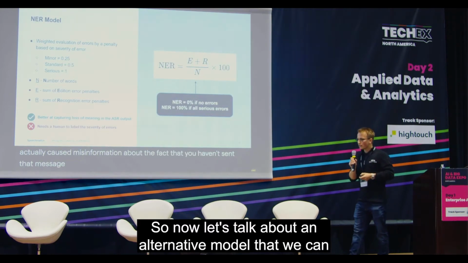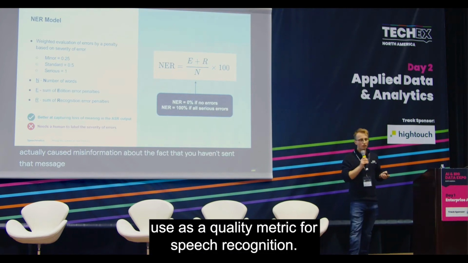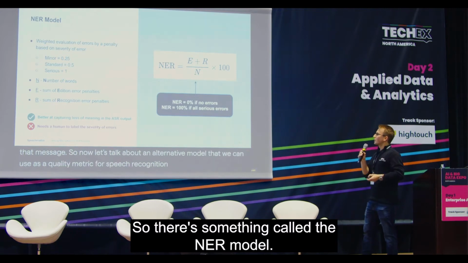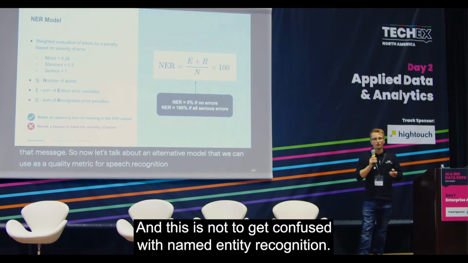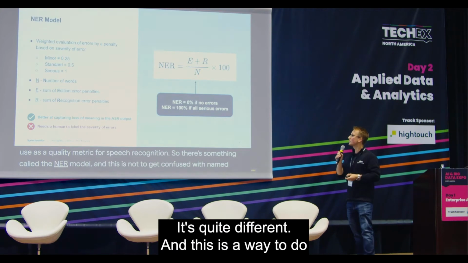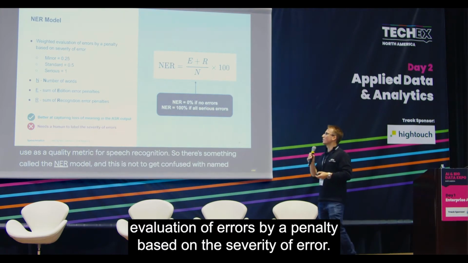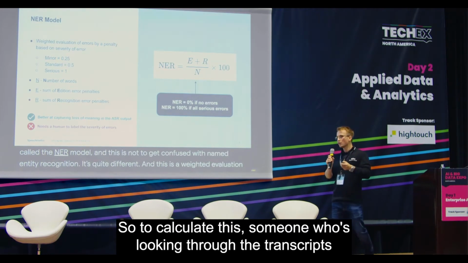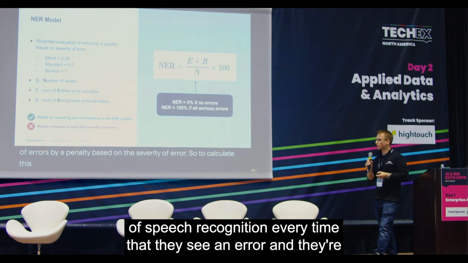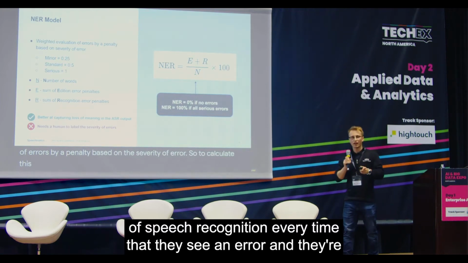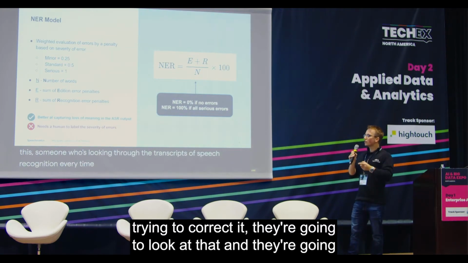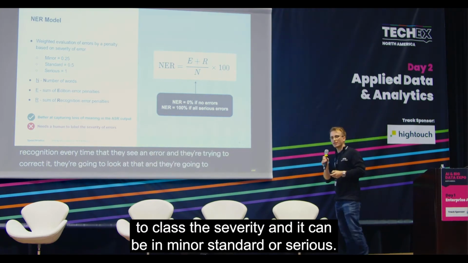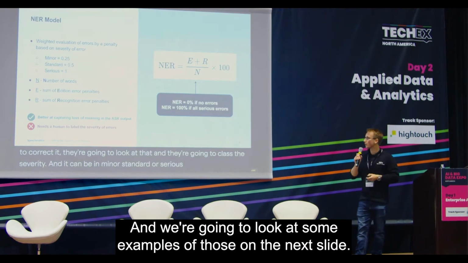So now let's talk about an alternative model that we can use as a quality metric for speech recognition. There's something called the NER model, and this is not to get confused with named entity recognition. It's quite different. This is a weighted evaluation of errors by a penalty based on the severity of error. To calculate this, someone who's looking through the transcripts of speech recognition, every time that they see an error and they're trying to correct it, they're going to look at that and class the severity, and it can be minor, standard, or serious. We're going to look at some examples of those on the next slide.